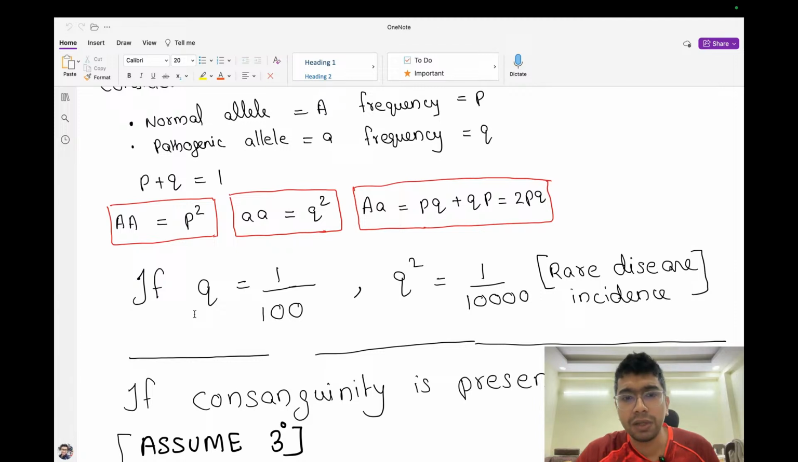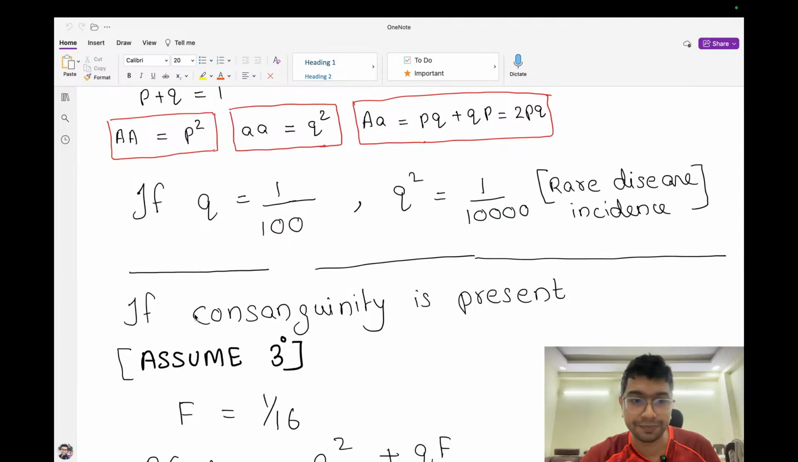In most autosomal recessive disorders, the recessive allele frequency will be very low. It's common sense, because if the recessive allele frequency is very high, obviously we would see these rare disorders very common in your community. However, rare diseases are rare, so the frequency of pathogenic alleles will be very low. For example, in some random disorder, say phenylketonuria, I'm taking it just for example's sake. If the recessive allele frequency is 1 by 100, Q square will be 1 in 10,000. That is 1 in 100 into 1 in 100. So that will be the frequency of the rare disease.